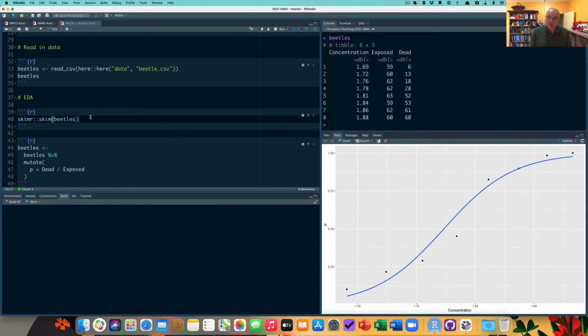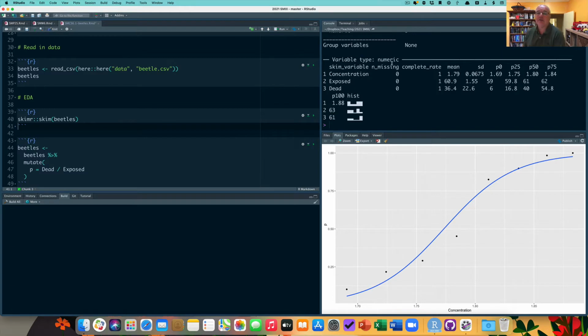Next thing, let's do a quick skim, some EDA, and see. So we've got no missing data, it's all complete. And we've got our concentration, which goes all the way from 1.69 up to 1.88. Our exposed goes from 59, the most we exposed was 63, and dead goes all the way from only 6 died up to 61 died.